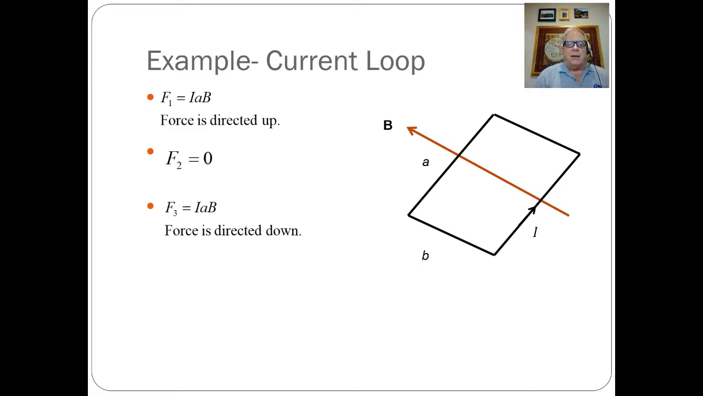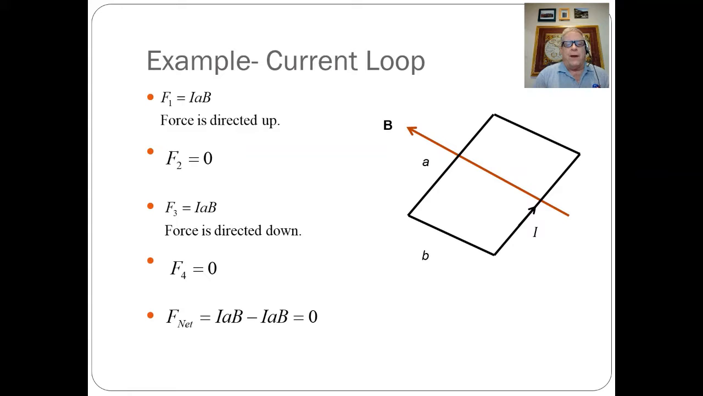On the other side, you get the exact opposite. If now your current is going back towards the left side of the paper and your magnetic field is still going across, then your thumb would be pointing down in your right hand, and so the force would be pointing down. And on the fourth side, your magnetic force is going to be 0.